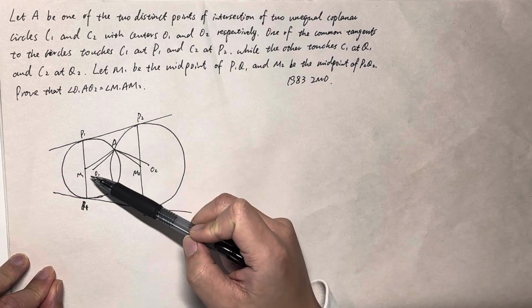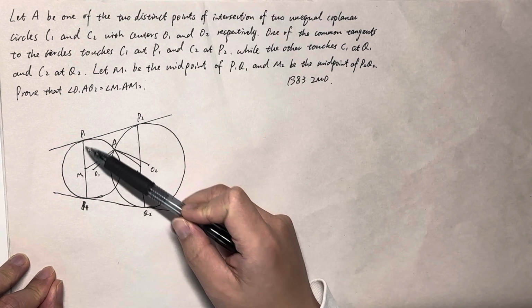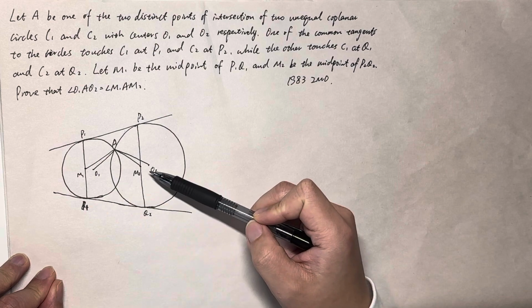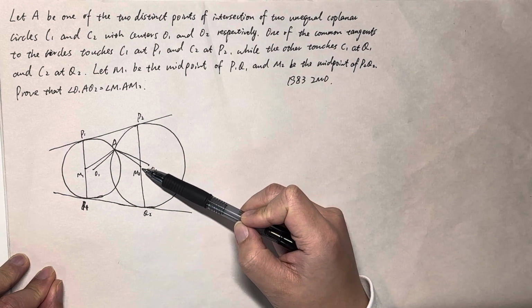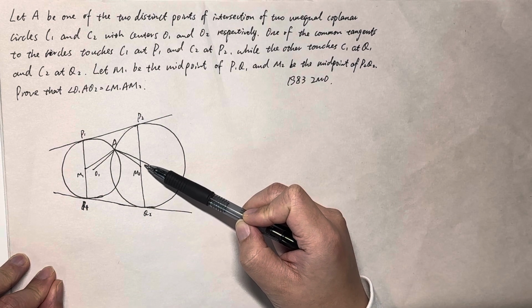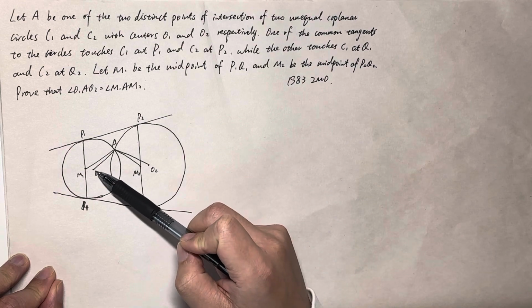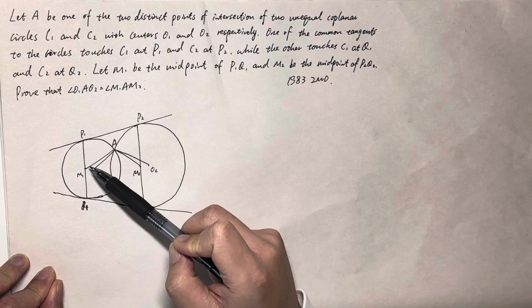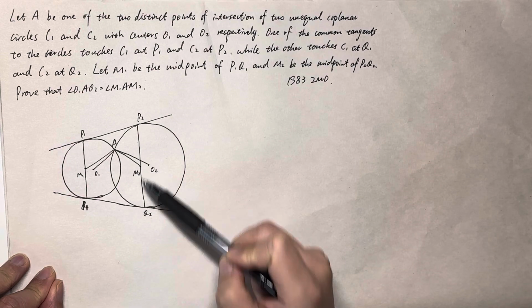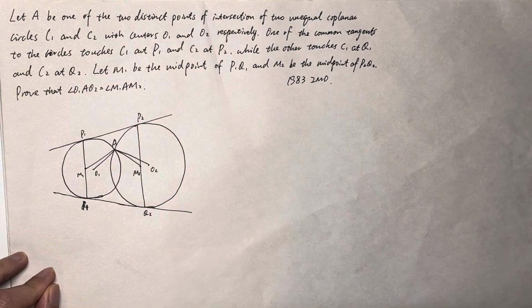Let M1 be the midpoint of P1Q1, and M2 be the midpoint of P2Q2. Prove that angle O1AO2 equals angle M1AM2. This is a problem from IMO 1983.